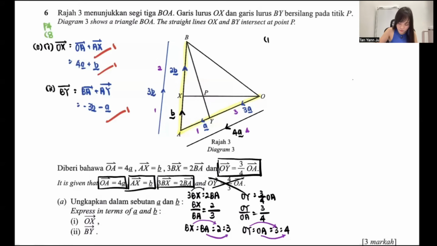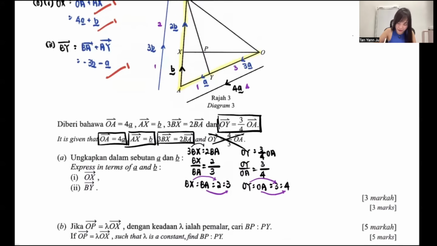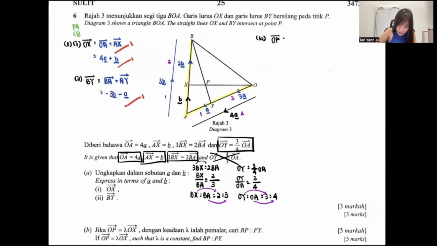Let's move on. Is it A2? No, it's B. So B, they say what? Let me write down. They say OP equals lambda OX. Then next they say find the BP to PY ratio. Wow, 5 marks.